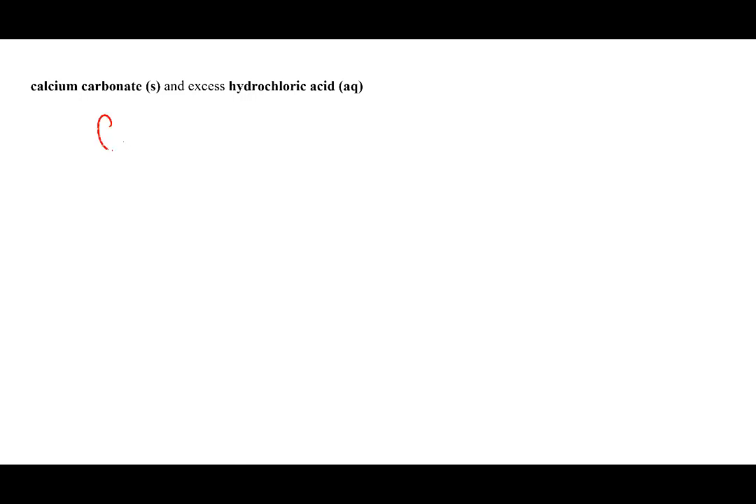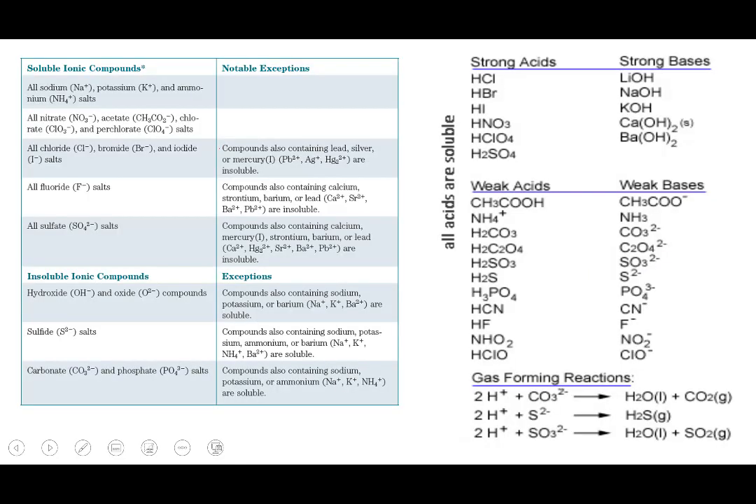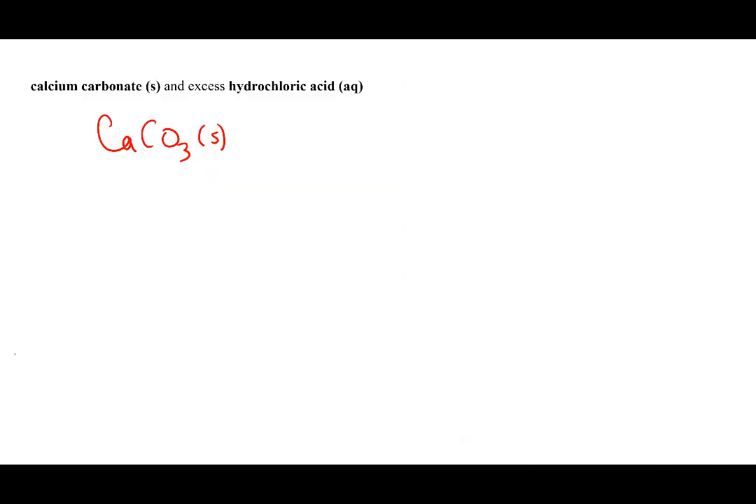Calcium carbonate and hydrochloric acid. So calcium carbonate is CaCO3. Calcium's 2 plus, carbonate's 2 minus. So they're 1 to 1. That is insoluble because carbonate salts are generally insoluble, and calcium is not an exception to that. Hydrochloric acid is HCl, of course. That is aqueous, and that's going to break up when we get to it.